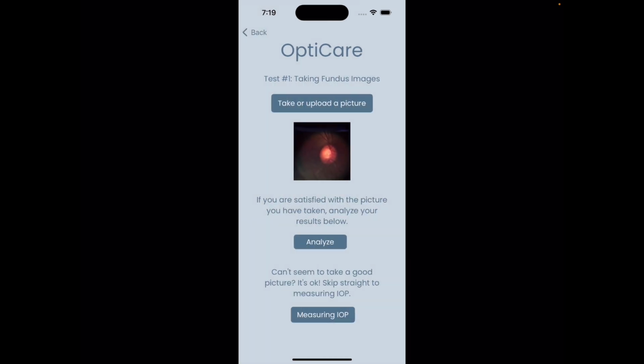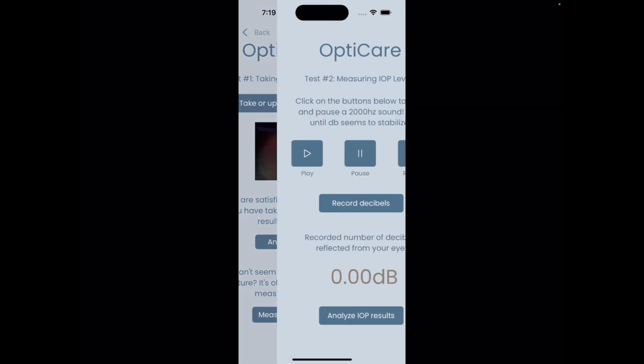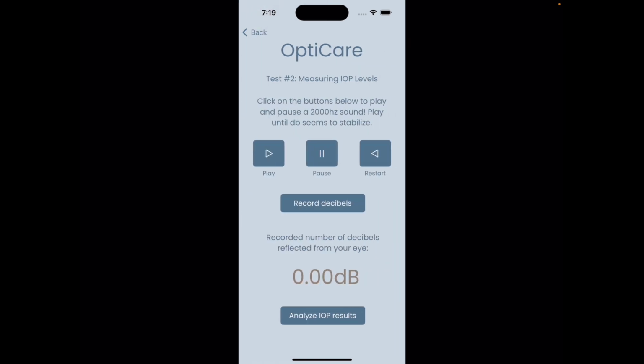Now, going back, we can also analyze our IOP if taking the fundus of our eye is not possible. Now, when we're measuring IOP, what happens is a large sound is played. After this, we can start recording the decibels that are reflected from our eye.